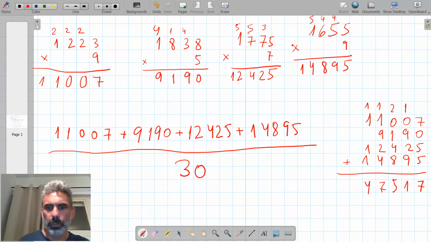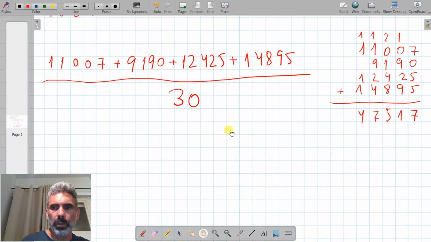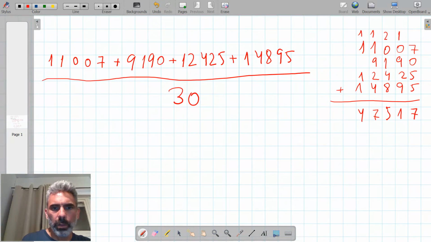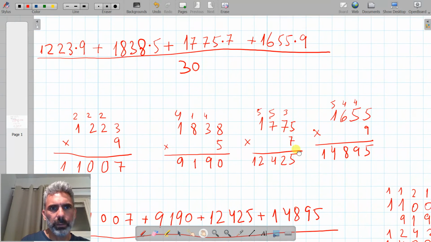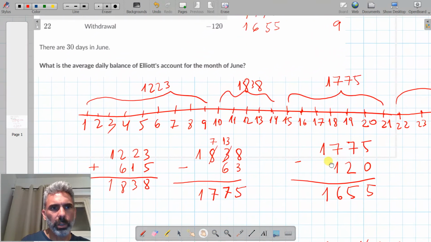So we have 47,517 divided by 30 to know the average daily balance, right? That is what we are looking for.